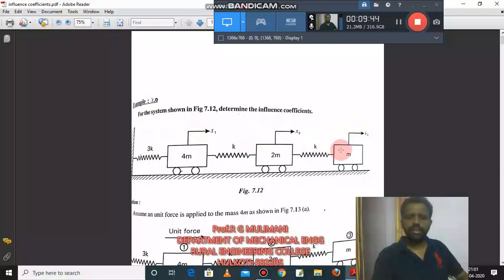Okay, this is the procedure to find the influence coefficients for the mass spring system. The procedure is not the same for all systems, it is only for the mass spring system.